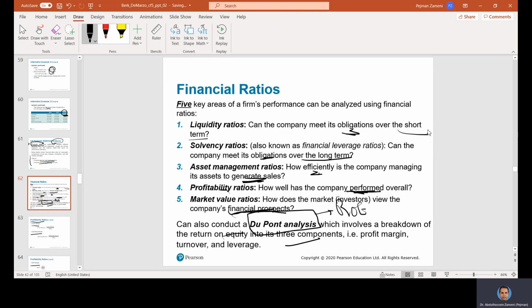We can also conduct a DuPont analysis, which involves a breakdown of the return on equity, ROE, into its three components: profit margin, turnover, and leverage.